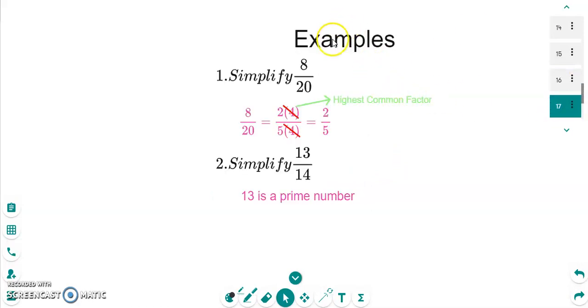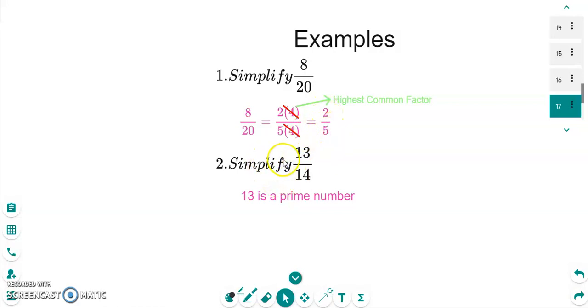Let's look at some examples. Simplify 8 over 20. We look at the highest common factor of 8 and 20 and we see that it is 4. 2 times 4 equals 8 and 5 times 4 equals 20. The 4 at the top and bottom cancel and we're left with 2 over 5.